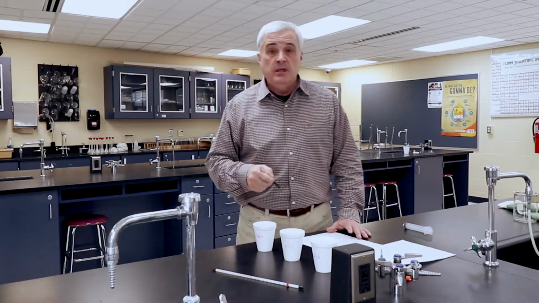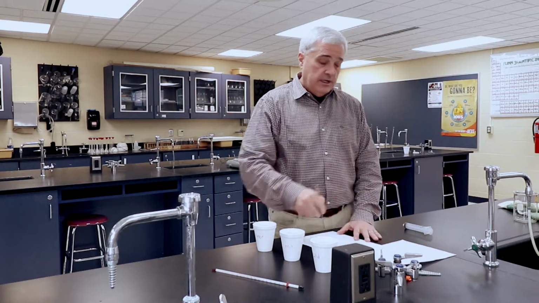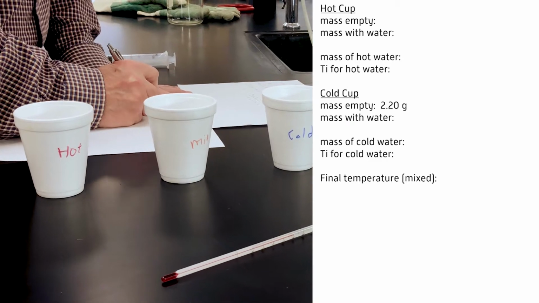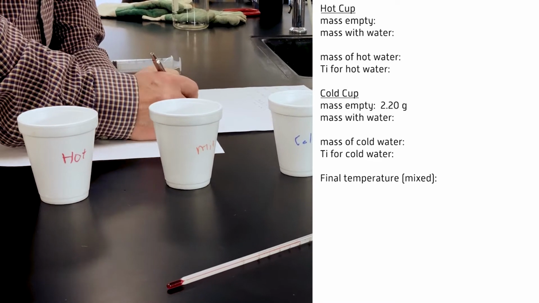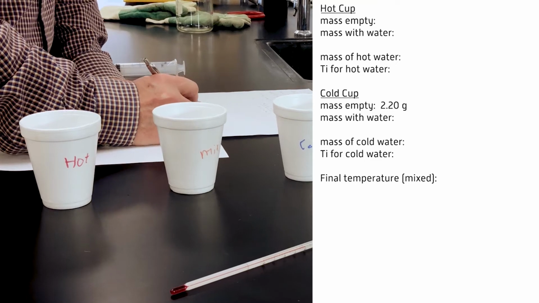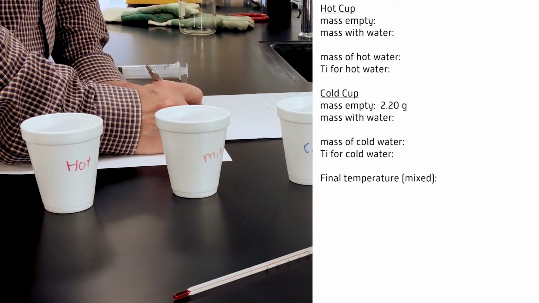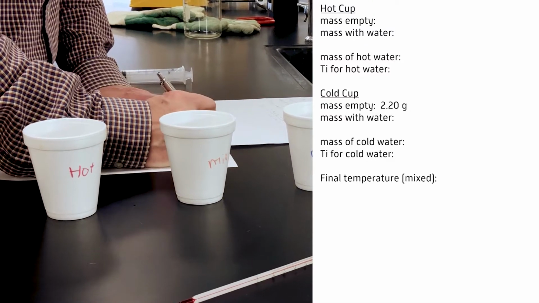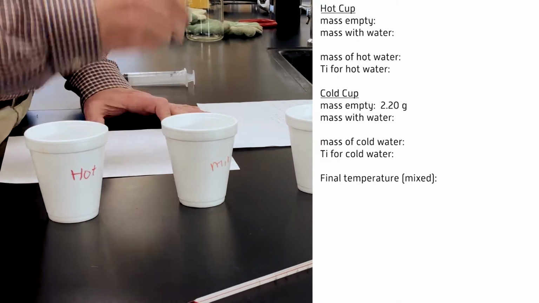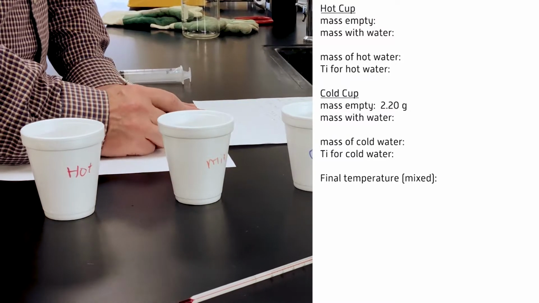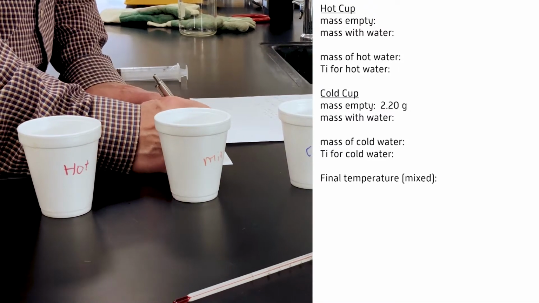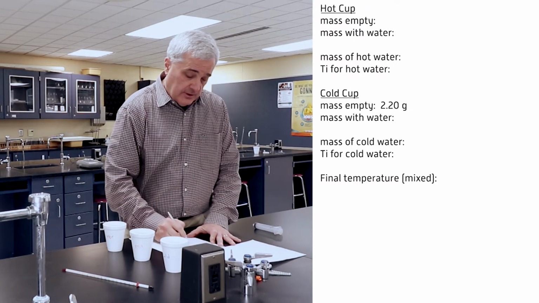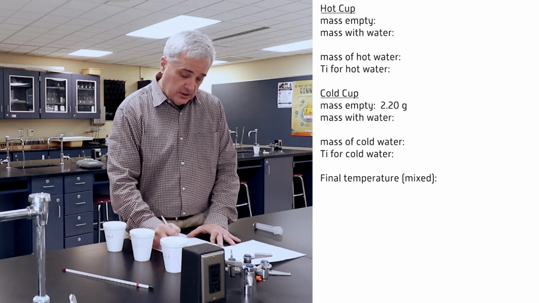All right. Let's start by getting our data going. We have hot, cold, and then we're going to have the mass of the cup, the mass of the cup plus water, the initial temperature of the water. We're going to subtract those two to get the mass of the water. All right, so we're going to have our data. Make a nice little data chart here.